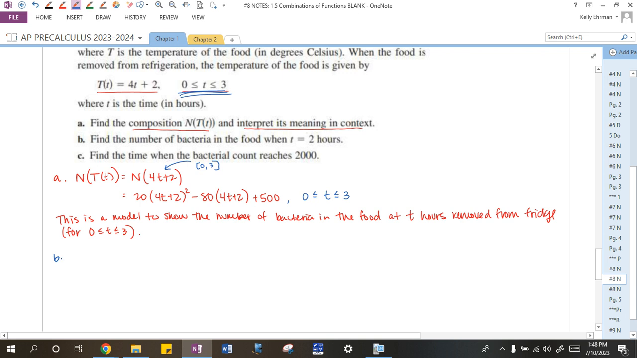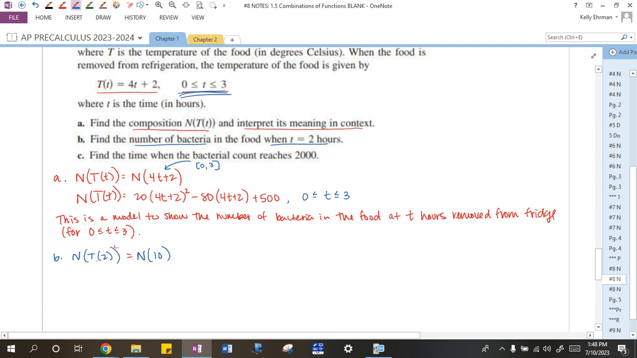Part B says, find the number of bacteria in the food when t equals 2 hours. So now find N of T of 2. I don't want to just say N of 2, because technically this model is not N of t, it's N of T of t. So weird technicality stuff. Or I could say, when you plug 2 in, you get 10, so that's the same as N of 10.